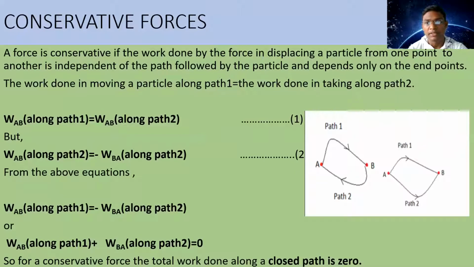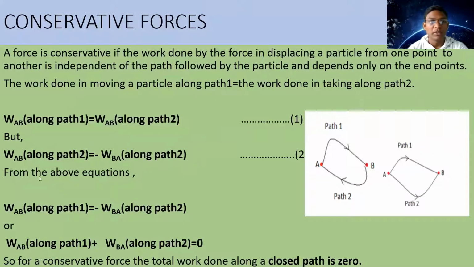It means if I have done 100 joule of work here, then here the same 100 joule of work will be recovered, or the work done will be negative. So the work done in taking the body from A to B along path 2 is equal to negative of the work done in taking the body from B to A along path 2. So this is equation 2.